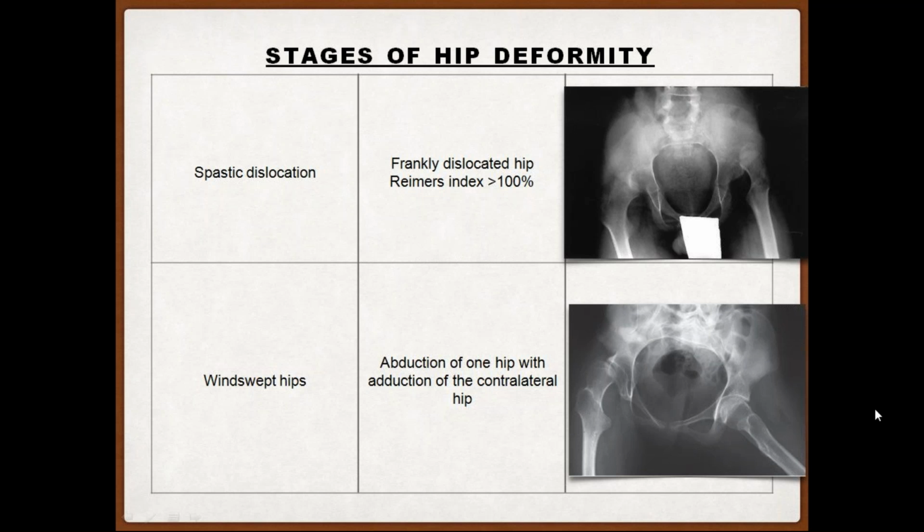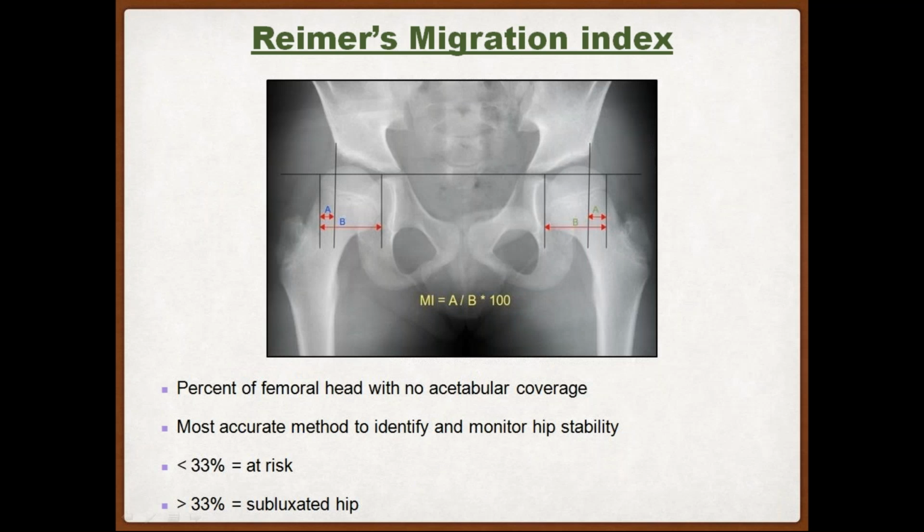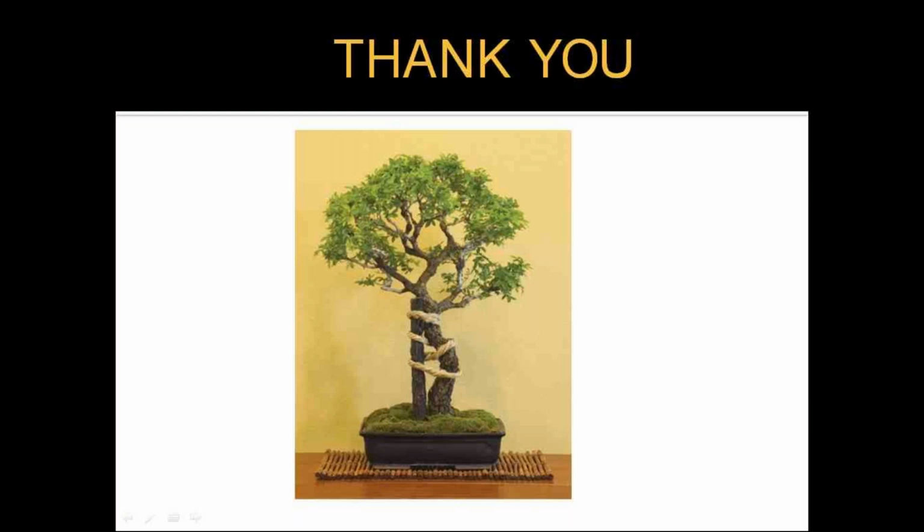This is abducting and this is adducting. So this is windswept hips. So this is by X-ray. These are all about evaluation, and now we'll go to the management part, management of cerebral palsy.